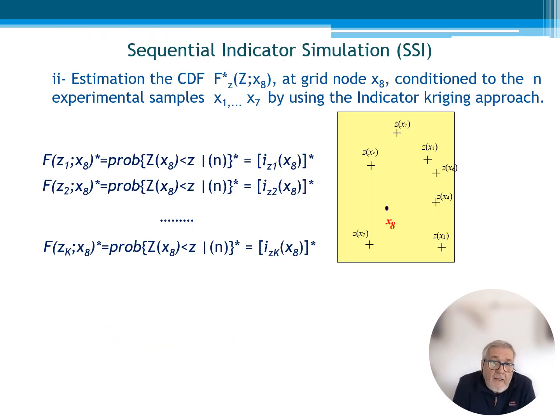The estimation of conditional distribution functions at a grid node x8 is conditioned to experimental samples by using the indicator kriging approach, as you've seen in a previous lecture. So for each class, we define an indicator and we krig this indicator, obtaining a conditional distribution function for the cumulative probability for this class here.